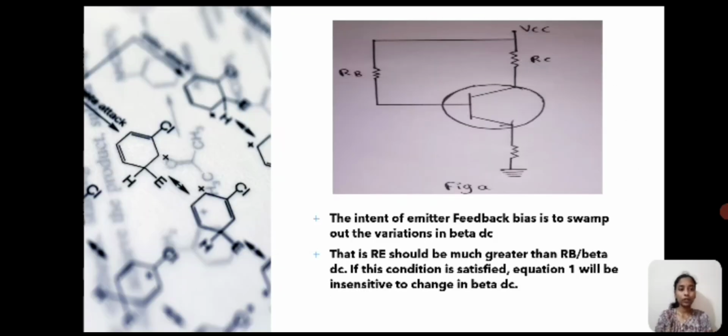The intent of emitter feedback bias is to swamp out the variations in beta DC. That is, RE should be much greater than RB bar beta DC. If this condition is satisfied, equation 1 will be insensitive to change in beta DC. This is all about the emitter feedback bias.